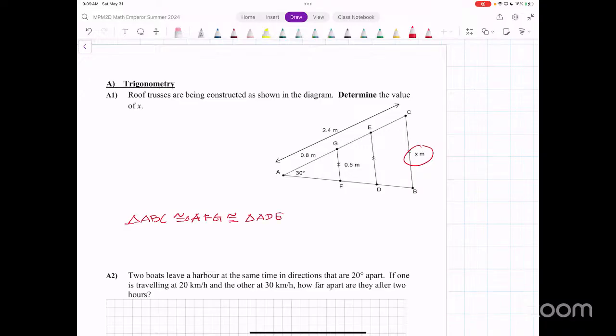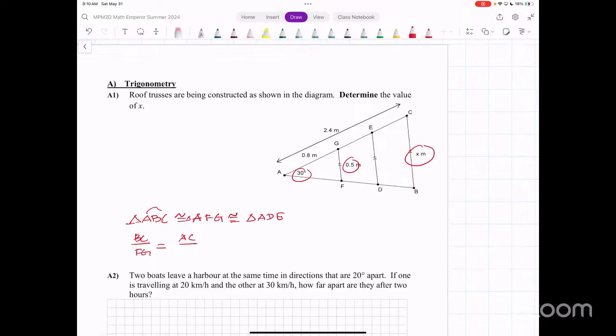Are you seeing the picture? Because all three lines are parallel, this is going to be a common angle for all the triangles. Now, if I take BC, do I know some known sides? Yes, I know FG. If I take AC, first and last, I'm going to go back to first and last AG. So it's going to be AC over AG.